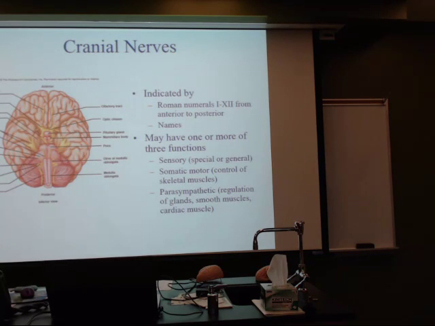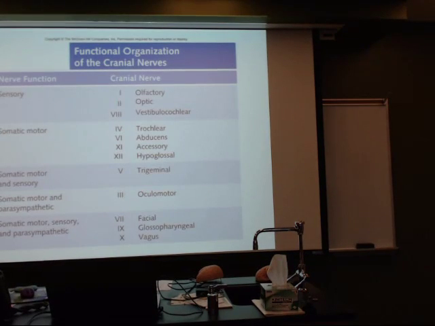This is going to be leading us up to getting into the autonomic nervous system, because autonomic, have y'all heard of sympathetic and parasympathetic? Okay. That's what we're going to talk about. So this is a list of those nerves numbered 1 through 12, and whether they're going to be sensory, motor, or both.